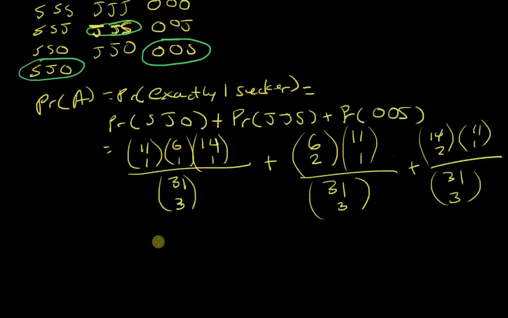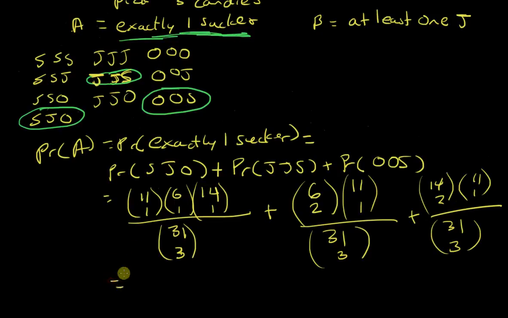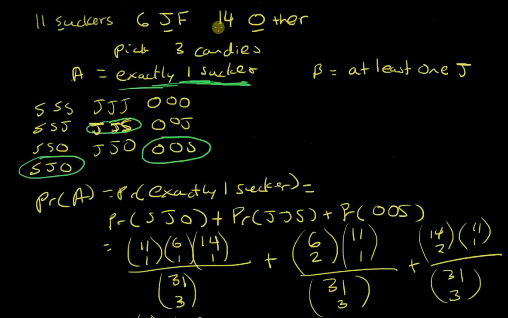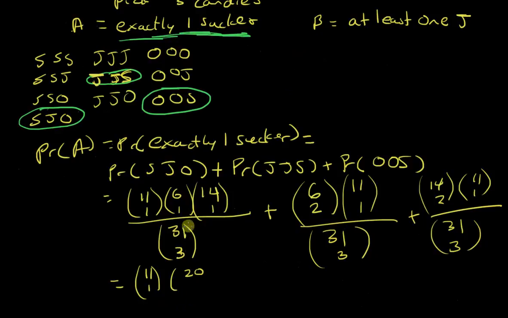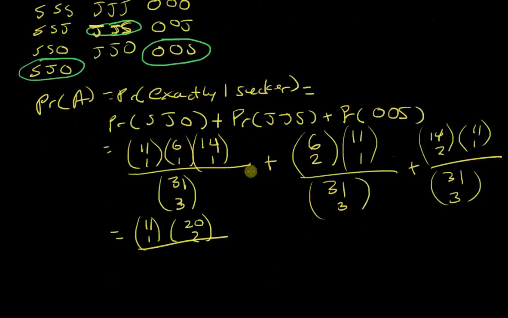Now, I know that we talked on the discussion board that you could have solved this very easily by saying, okay, I have 11 suckers, and I'm getting exactly 1. So 1 sucker out of 11. And we talked about how you could just do this as 20, because there are 20 things that are not suckers, 14 plus 6. 20 choose 2, and divide this by 31 choose 3, okay?